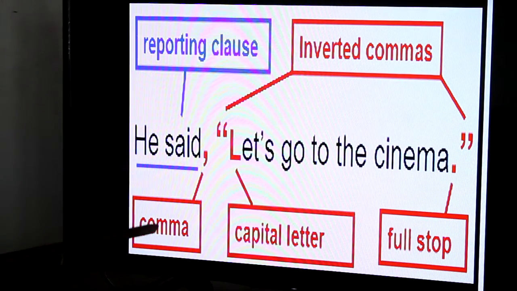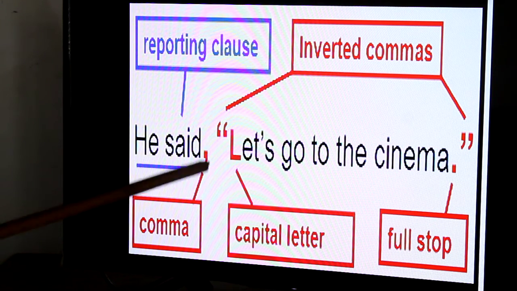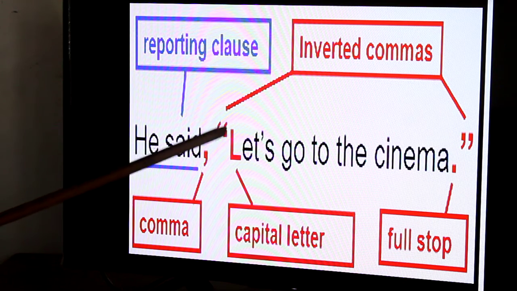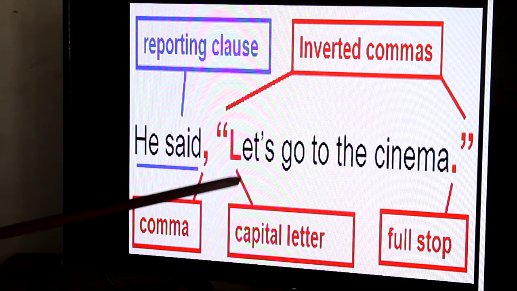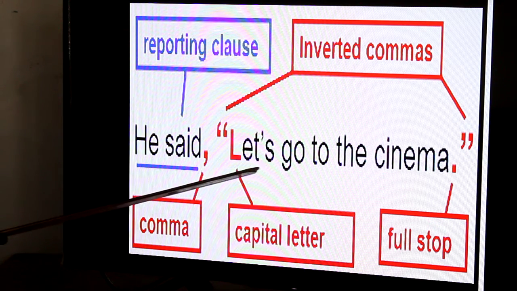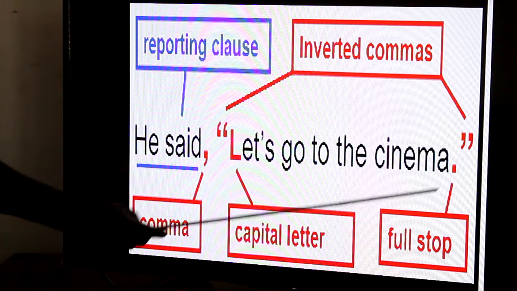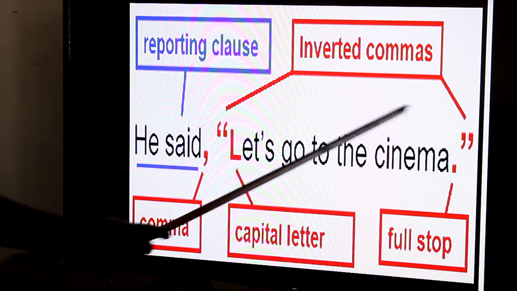Followed by a comma. He said, comma. Then open the inverted commas. Start with the capital letter. Let's go to the cinema. End with the period, full stop. And then close the inverted commas.